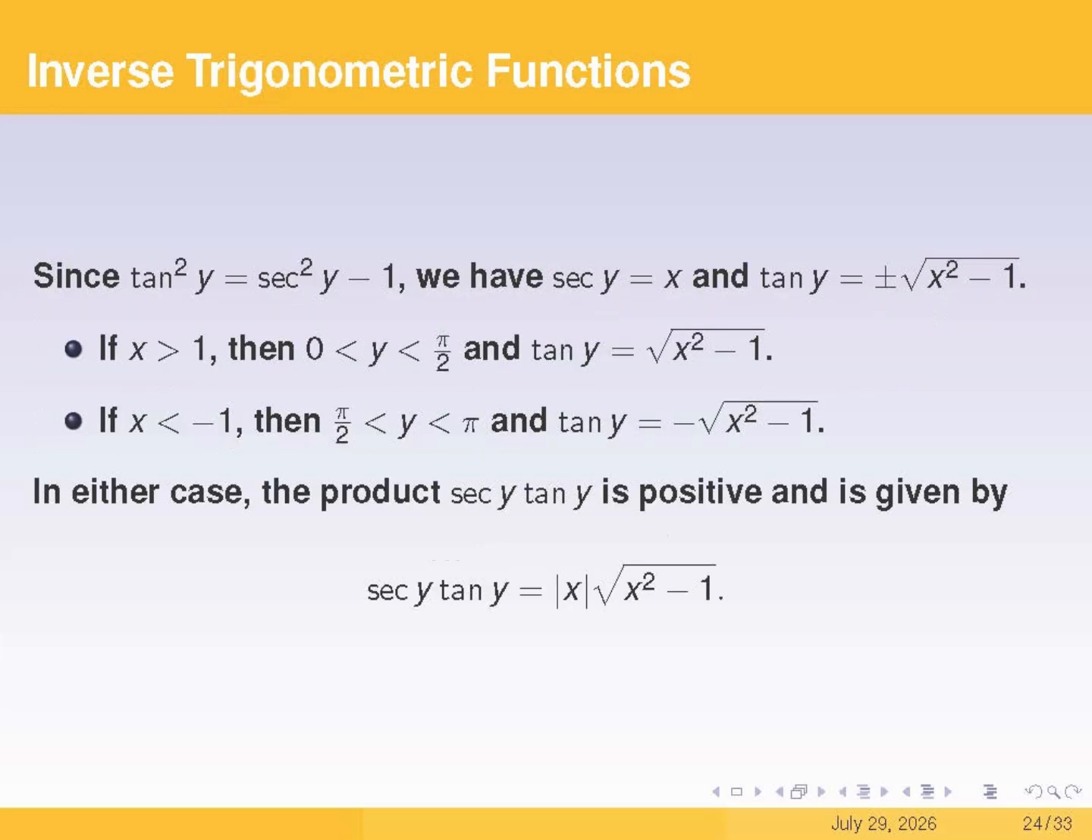From the first line on the screen, we can easily determine the sign of tangent y. The second line shows that if x is greater than 1, tangent y takes the positive sign. The third line shows that if x is less than -1, tangent y takes the negative sign. Therefore, secant y times tangent y can be combined into the mathematical expression on the last line.